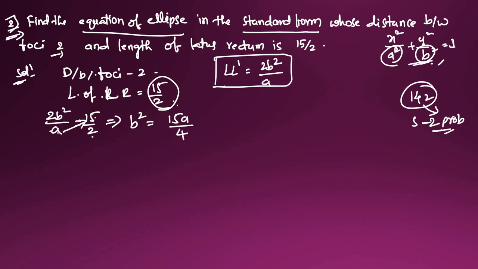B square is equal to how much? 15a by 4 will come here. And after that, we need to find the a square also. Here we got b square, and for a square, if we substitute the a value in this one, we'll get the answer. So how will we find the a value here? That's what we'll do now.